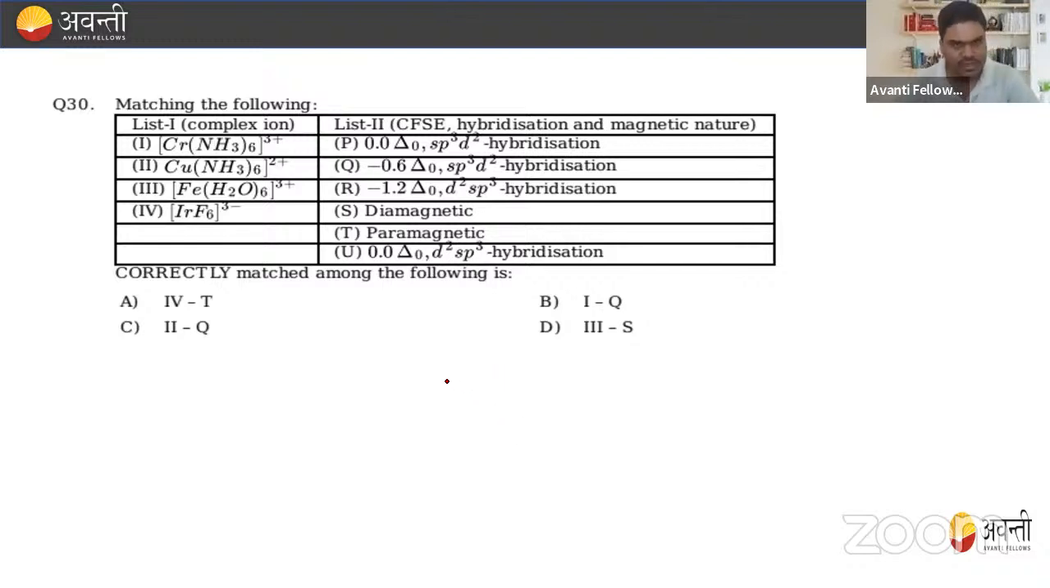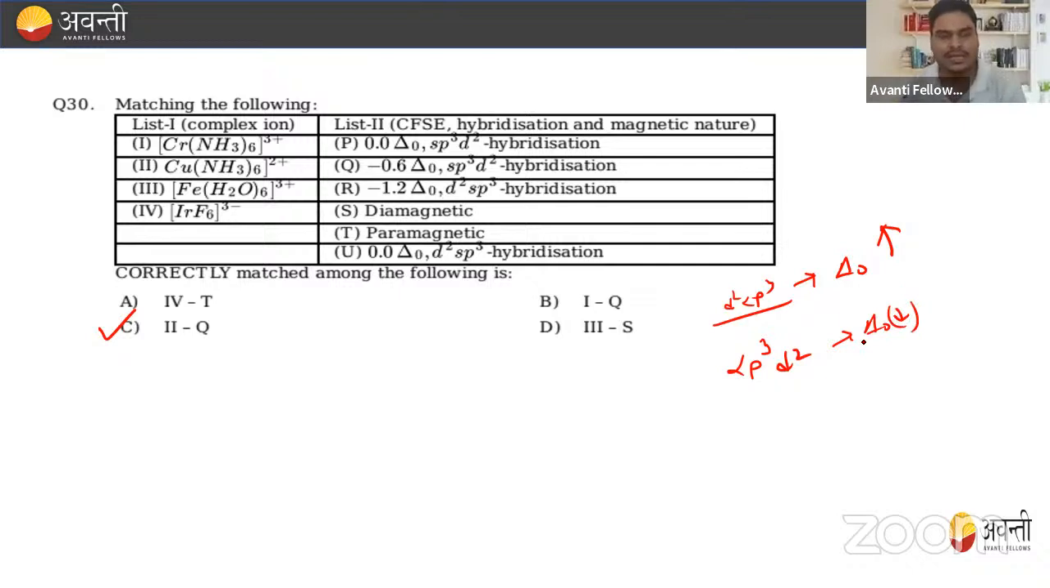Next one, correctly match among the following is C, that is the second. How can we say that? Because we have IF6 3- with sp3d2 hybridization. Whenever the ligand is strong, the hybridization is d2sp3, and whenever the ligand is weak, the hybridization is sp3d2. Whenever the ligand is strong, the splitting is more, delta O is more. Whenever the ligand is weak, the splitting is very much less, right?